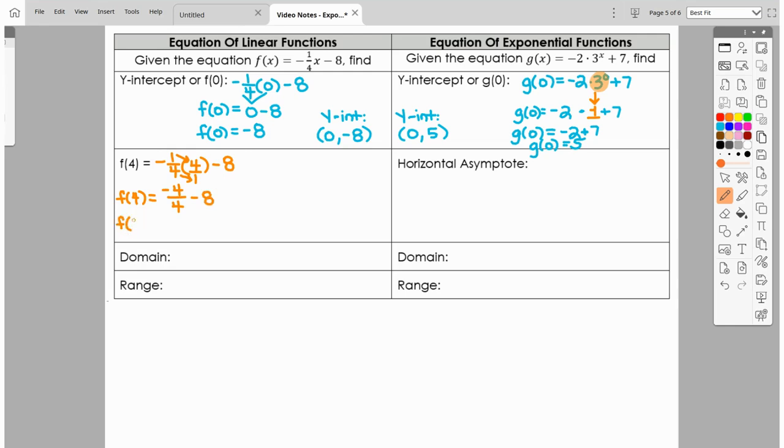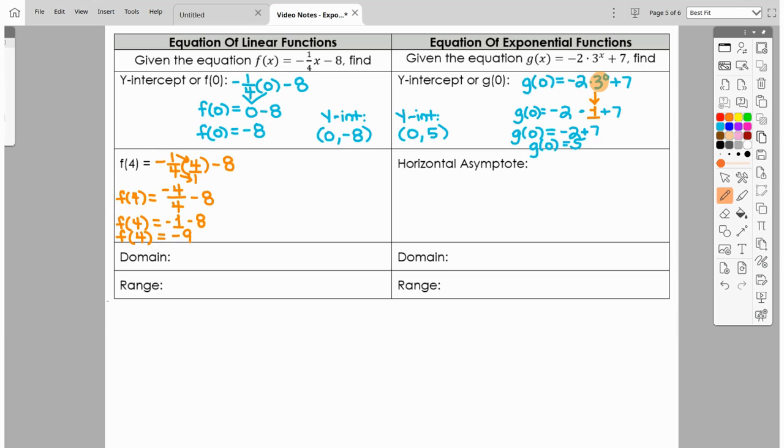Then I'm able to divide -4 by 4 to get a -1 that I will then subtract by 8. -1 minus 8 is going to be -9. And the notation you'll see a lot for it is f of 4 equals -9.